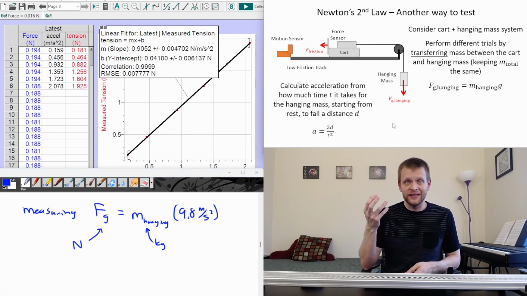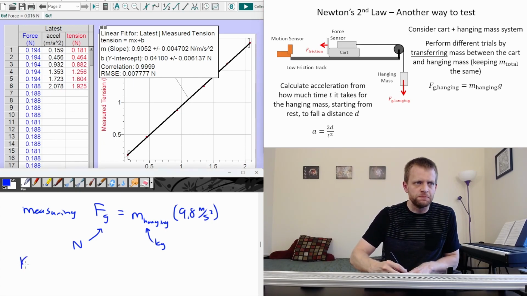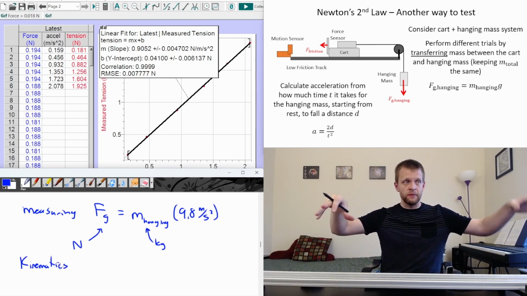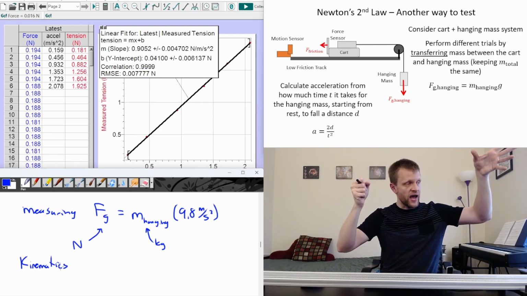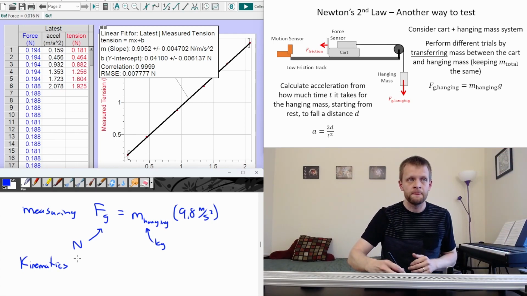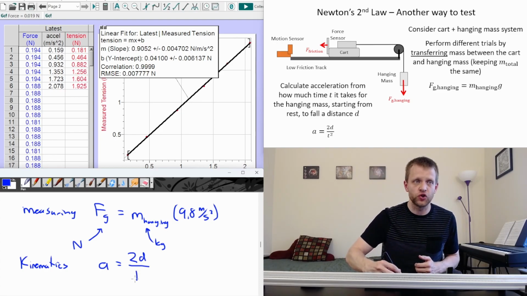You can also calculate the acceleration by looking at how much time it takes that mass to fall a certain distance. I'm not going to go through the full derivation of this, but from kinematics, if I am releasing this system and that hanging mass is falling downwards, starting from rest, so we start the timer when we first let go of the system and time how long it takes to reach the floor, if it's traveling a distance d in a time t starting from rest, the acceleration is just equal to 2 times that fall distance divided by the time squared. So this distance would be in meters, and this time would be in seconds.